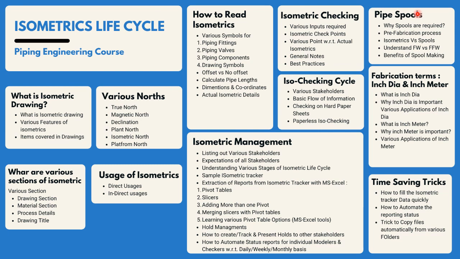Then we'll look at pipe spools. What are pipe spools, what are prefabrication processes, what is the difference between isometric spools, and what is the relation between these two? Then we'll try to understand what is field weld, what is field fit weld, and the benefits of making pipe spools. This is very important with respect to fabrication. Then we'll look into a few fabrication terms, inch dia and inch meter. What is inch dia, why it is important, what are its various applications, what is inch meter, why it is important, what are its various applications. These things will be covered in this section.